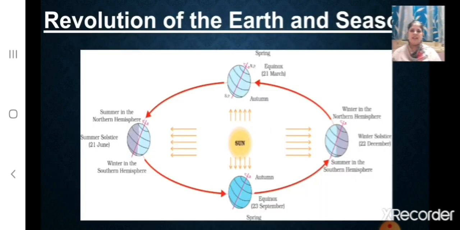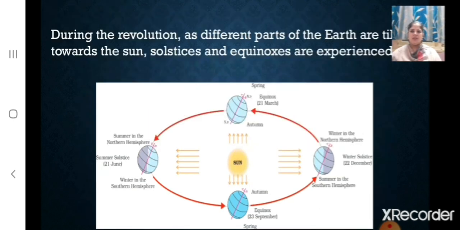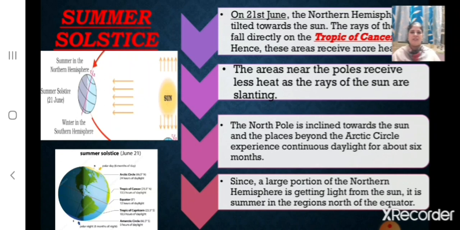Children, this is the diagram of the revolution of the earth and seasons. During the revolution, as different parts of the earth are tilted towards the sun, solstices and equinoxes are experienced. Now let us revise the summer solstice. Children, on 21st June, the northern hemisphere is tilted towards the sun. So the rays of the sun fall directly on the Tropic of Cancer. Hence, these areas receive more heat.